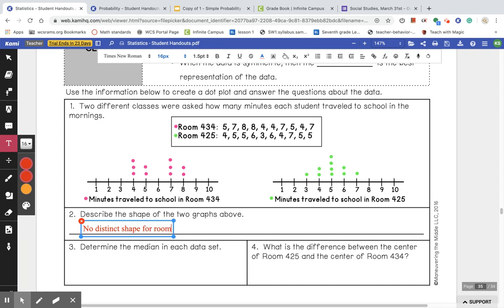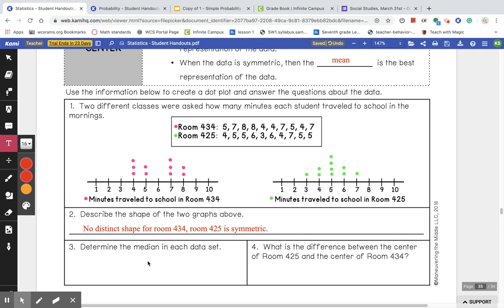for room 434. However, if you look at room 425, this is our middle point. This is symmetric. It is equal on both sides. So I just put room 425 is symmetric. All right, now it wants us to determine the median in each set.